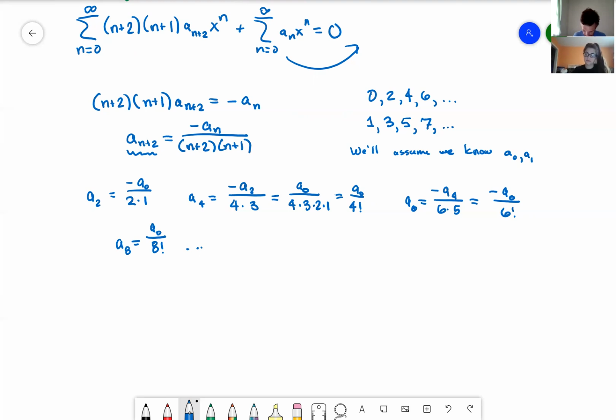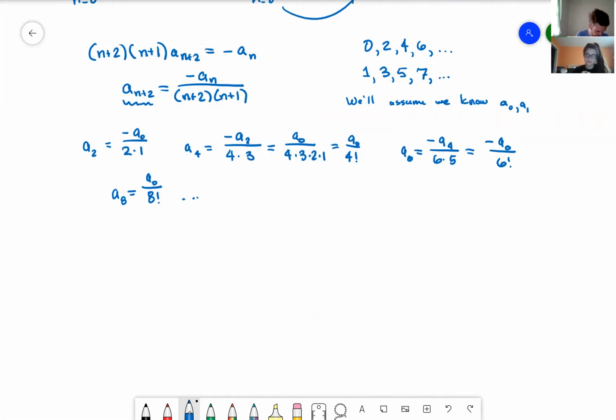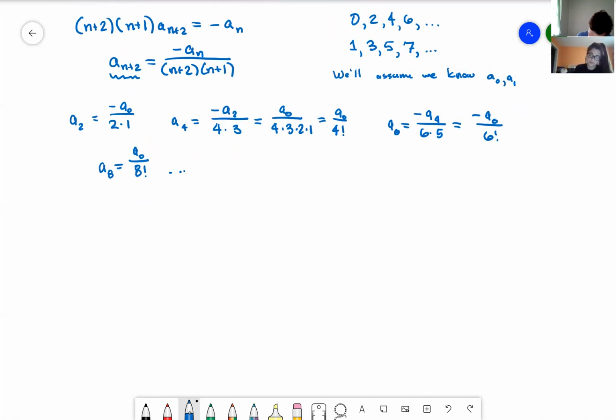We see a pattern, but we want to establish that it's true. So we need to be good mathematicians. We need to give a proof, and the proof will be by what's called mathematical induction. So the first step is we need the base case. And in this case, the base case will be A0 is just equal to A0. We're assuming that we know what A0 is.